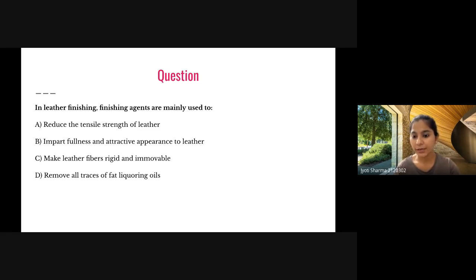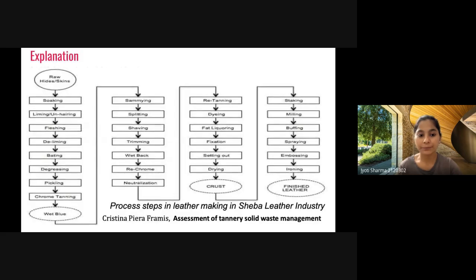Venkateshwara gave me an answer. Why? Okay, Dia gave me the B answer. So the answer will be B. Finishing agents are used to impart fullness and to give an attractive appearance to the leather, but they are not used to reduce the tensile strength. Okay, so the B answer is the right one.